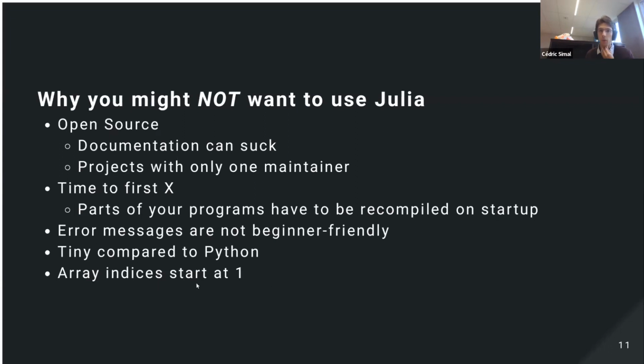And a last argument, I have really heard people take this as an argument to not use Julia, is that in Julia, your array indices start at 1, unlike Python or C. But if you're coming from Fortran, you're not bothered by that. So yeah, do be aware the array indices start at 1.